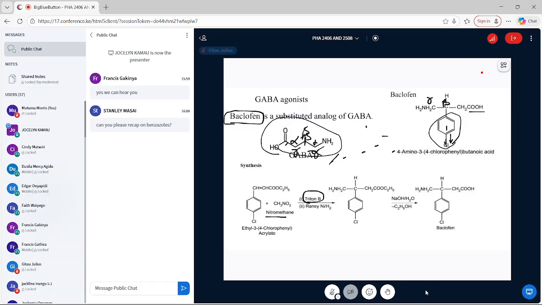Then you have Raney nickel and hydrogen. This is again a reducing agent. This is a group which you can use for hydrogenation or as a reducing agent. When you call it Raney, it means the form of it, instead of being metallic, is actually spongy.